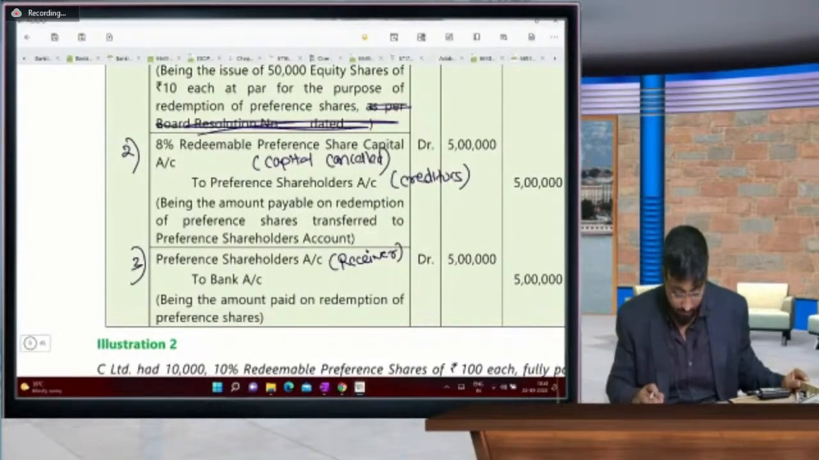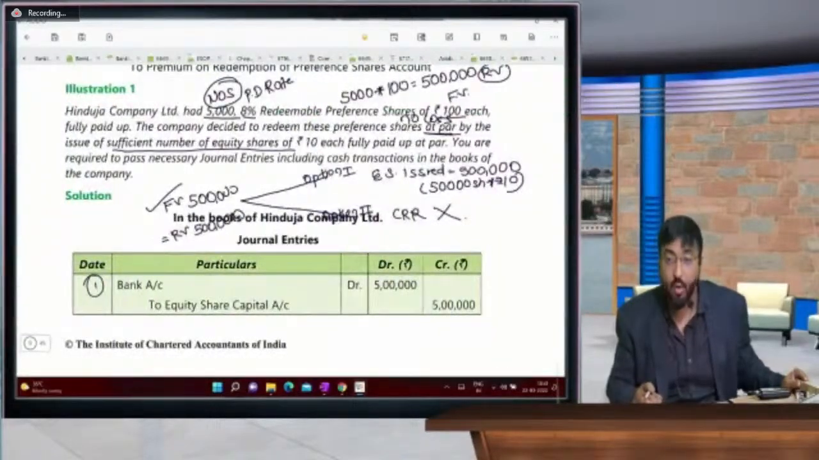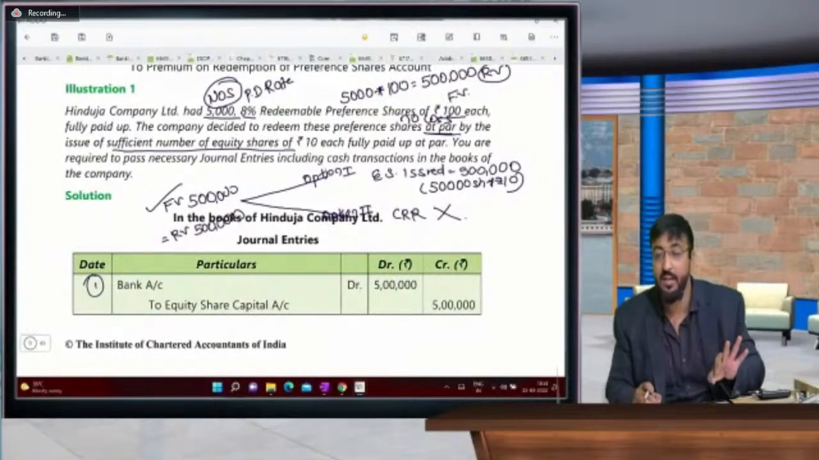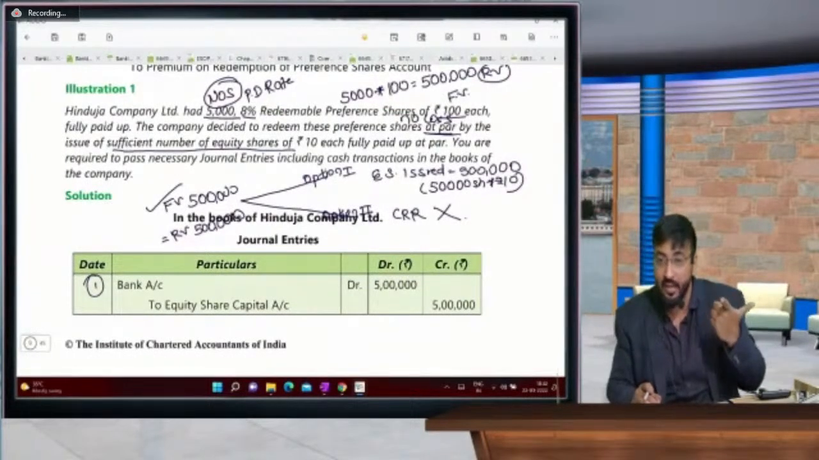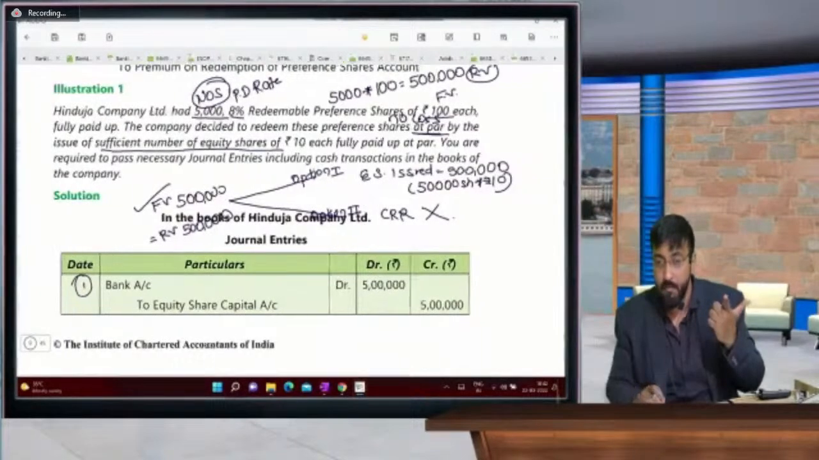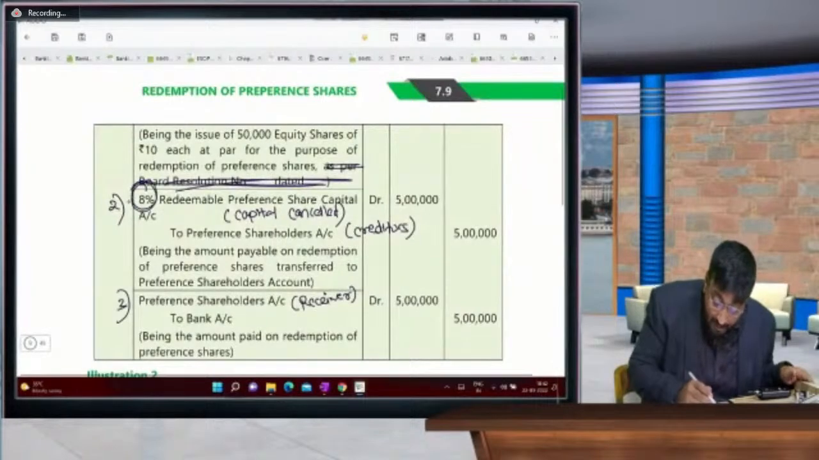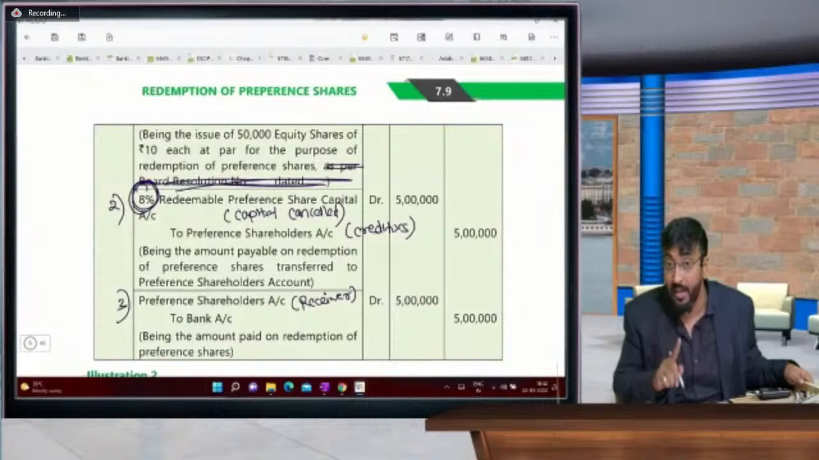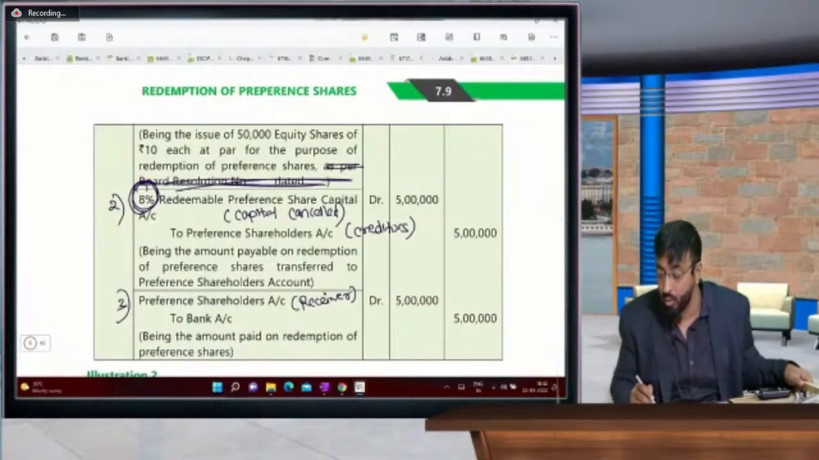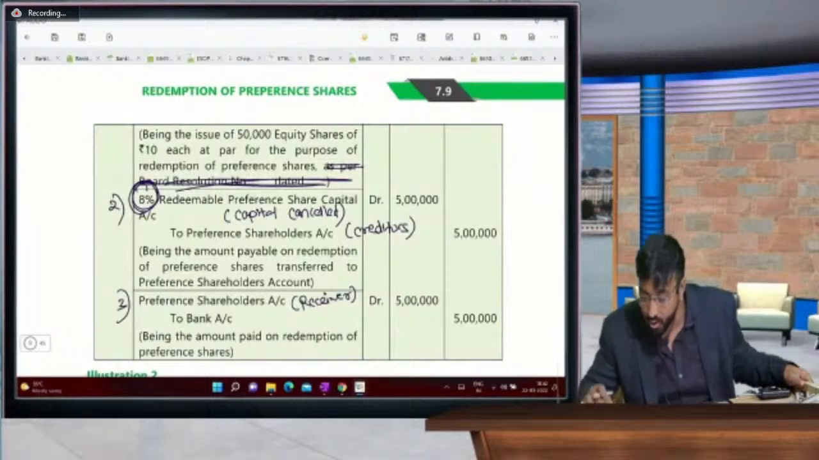Okay. Chalo. So everyone, only entries you write it in the comment section. That is a bank account debit to ES cap. Second entry, you can use shortcut. Then second entry, see 8%, 8%. Always use 8% dividend rate before writing redeemable PS capital to preference shareholders. And third entry, preference shareholders to bank.